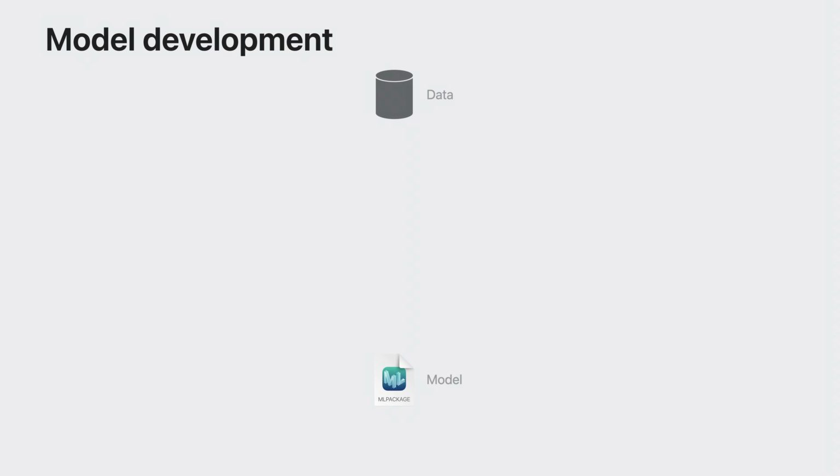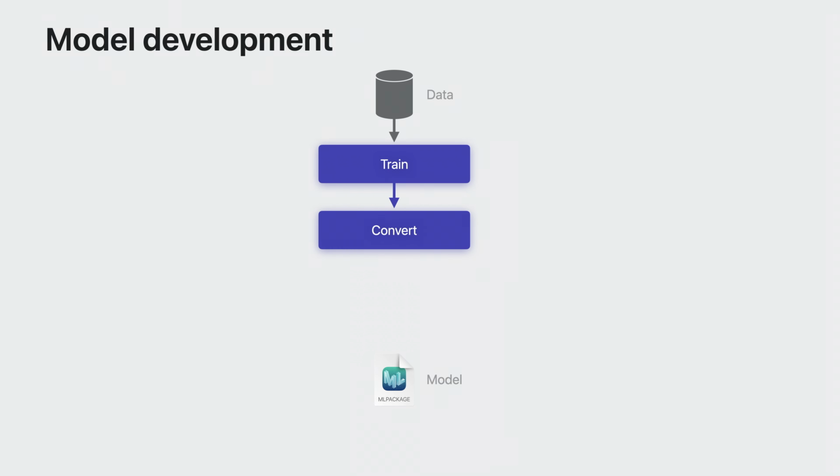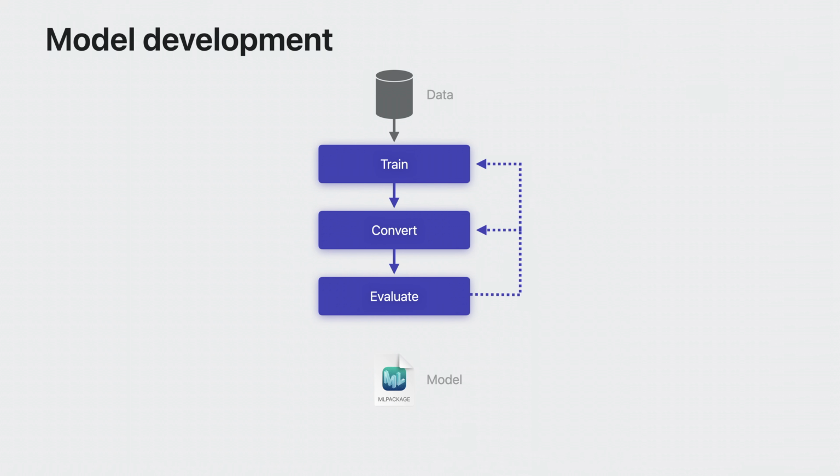Another way to develop a model is to train one using one of several Python machine learning frameworks. Then use the CoreML Tools Python package to convert to the CoreML model format. Last, it's important you evaluate your model, both in terms of accuracy and performance on Apple hardware. Using feedback from evaluation often results in revisiting some of these steps to further optimize your model.